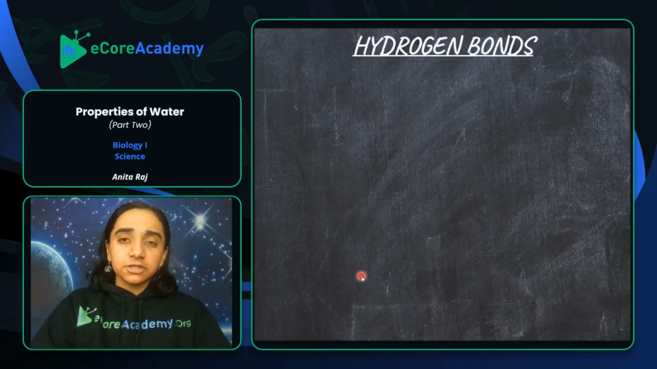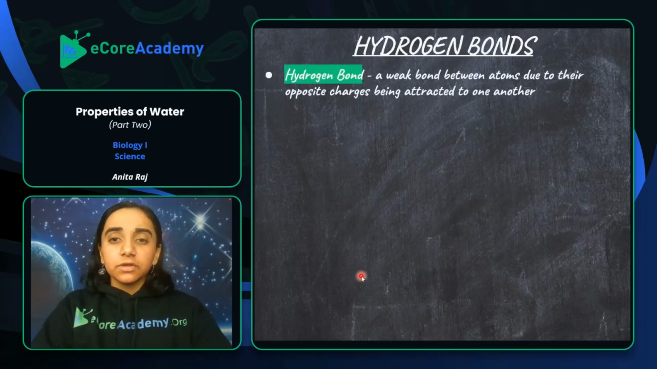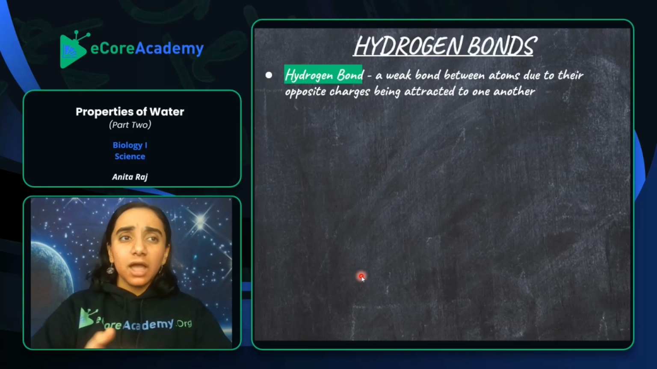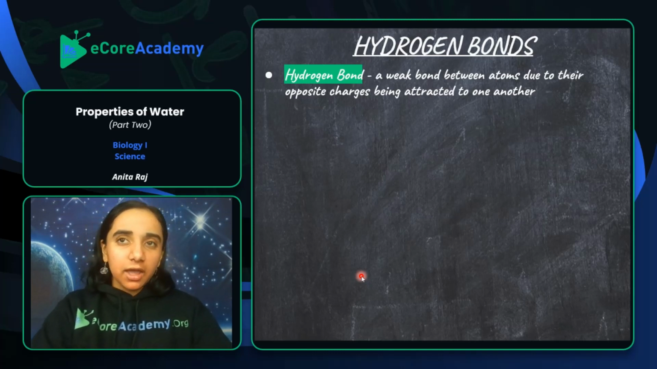Like I said, we're first going to talk about what hydrogen bonds are. So a hydrogen bond is a weak bond between atoms due to their opposite charges being attracted to one another. As I'll reiterate time and time again, I'm in AP Biology now, and our teacher does discuss hydrogen bonds because they occur not only in water, but other macromolecules like DNA. So they are really essential to different molecules of life.